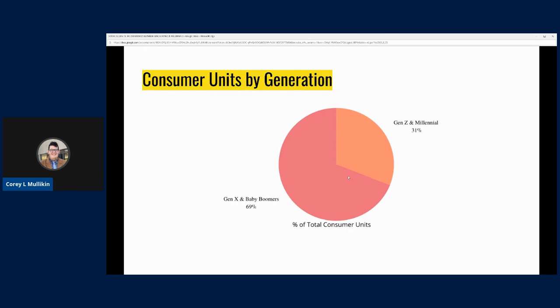So it really makes sense that Gen X and baby boomers have this larger total consumer unit number because they have those higher paying jobs, because they've been in the workforce for a long time. Gen Z, remember, they're young. They make up a large amount of the workforce, but they're still young, so they're not going to be in those super high paying jobs yet. They're not going to be out there spending as much as these other groups.